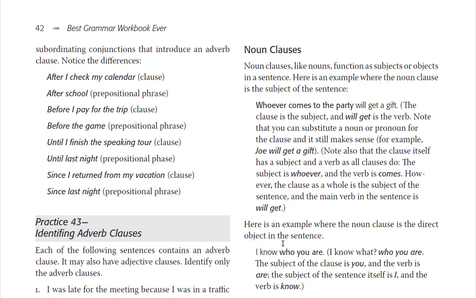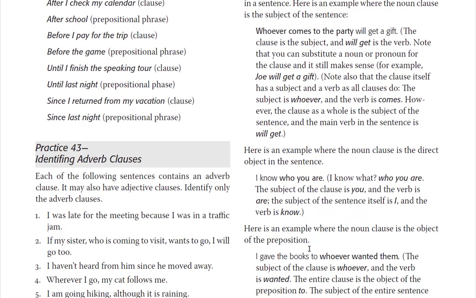Here's an example of the noun clause used as an object. I know who you are. And so "who you are" is a noun clause that's an object. So remember, objects always come after the verb, sort of like "I know Stephen." And so here, "who you are" is being used as a noun, as an object. And always objects come after the verb.